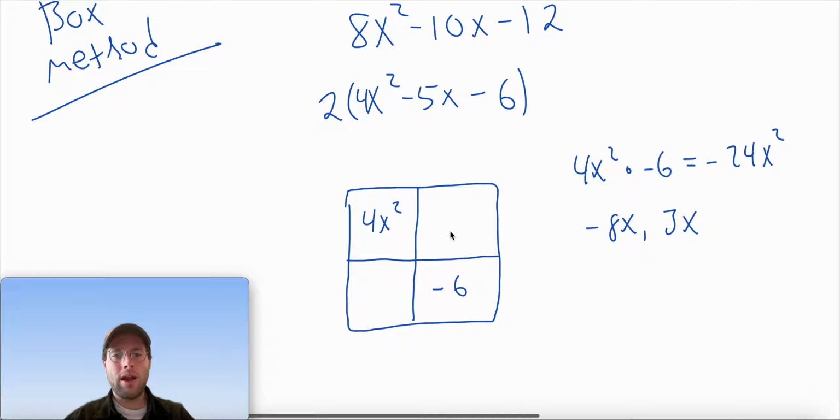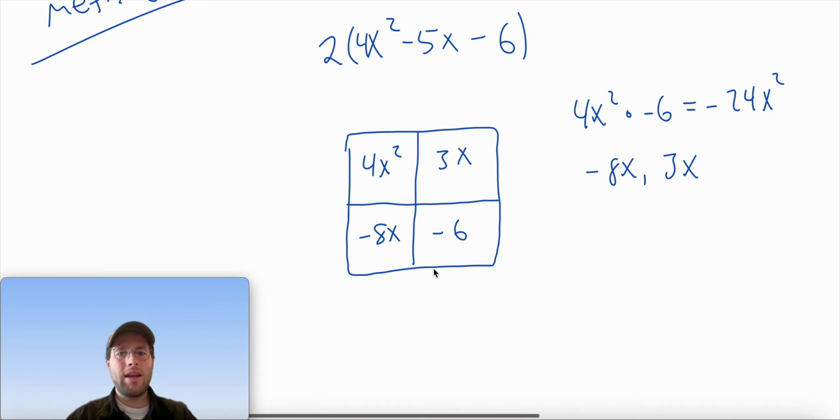And now we're going to go ahead and fill in the rest of our little box here with these values. It doesn't matter where you put the 3x, whether it's here or here, and vice versa with the negative 8x. It will work out either way. So let's go ahead and write the 3x here and the negative 8x here.